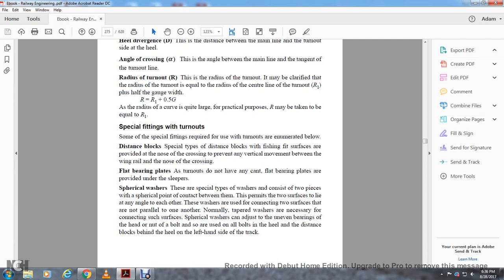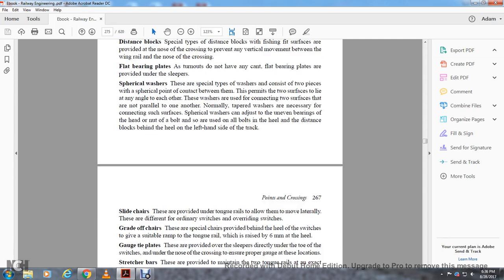Cylindrical washers. They are a special type of washer consisting of two pieces of cylindrical shape with a contact between them. The two surfaces lie at an angle to each other. These washers are used for connecting two surfaces that are not parallel to one another. Normally, tapered washers are necessary for connecting sloping surfaces. Cylindrical washers can adjust uneven bearings with the head and nut of the bolt. These are used with all the bolts in the heel, with the distance blocks behind the heel on the left-hand side of the track.